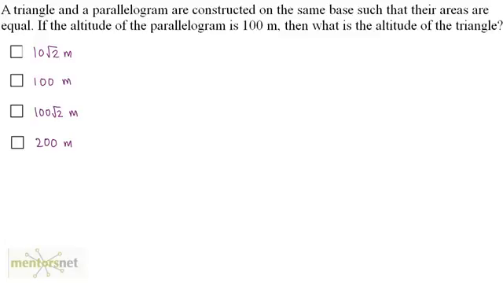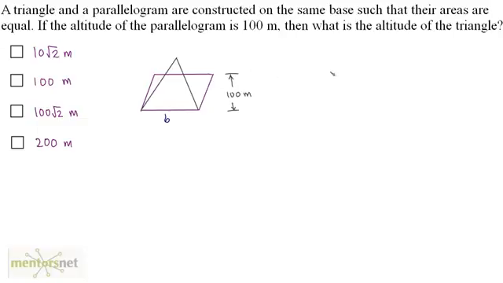A triangle and a parallelogram are constructed on the same base such that their areas are equal. If the altitude of the parallelogram is 100 meters, then what is the altitude of the triangle? So you have a parallelogram and a triangle having the same base, and you have been given the height of the parallelogram. Let us assume that the base of both the triangle and the parallelogram is B, and let the height of the triangle be H.